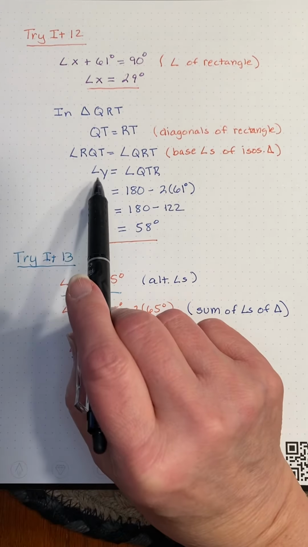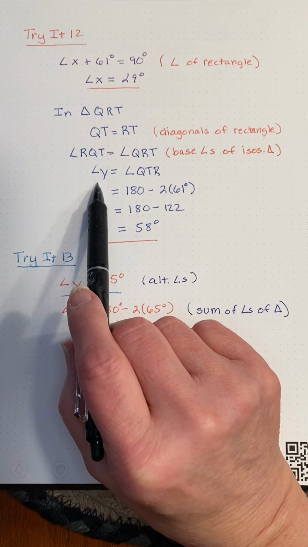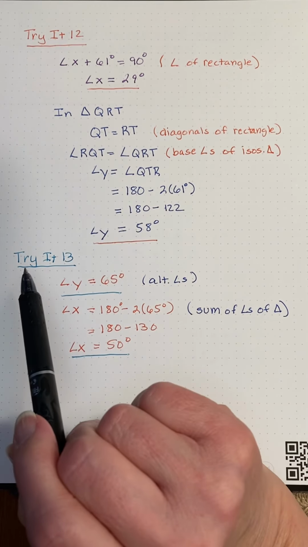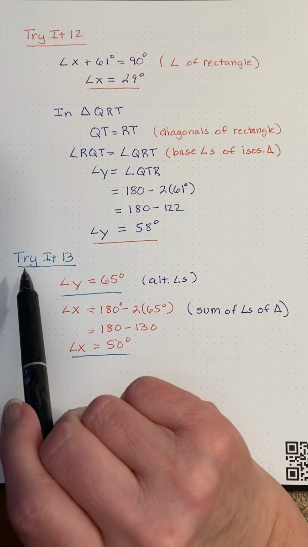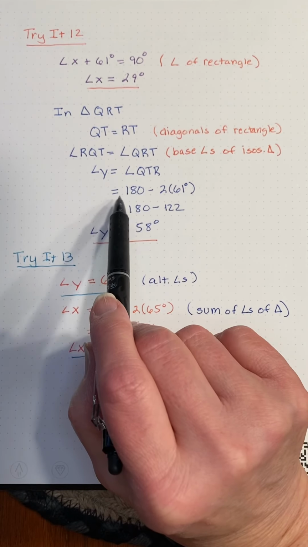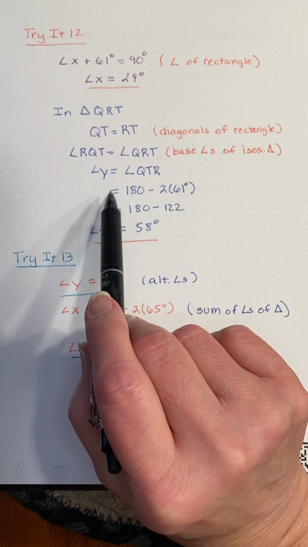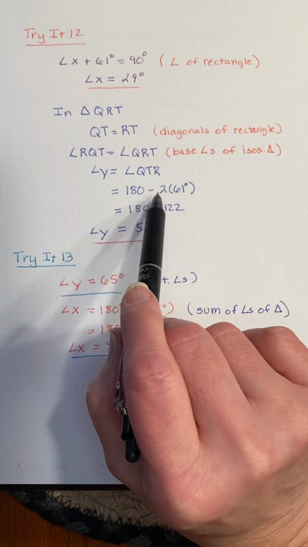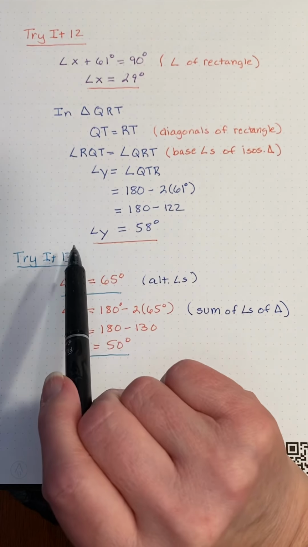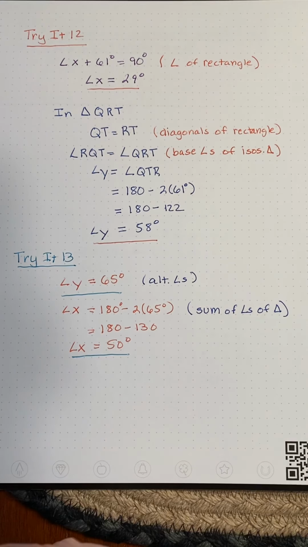Therefore, angle Y, I have to realize because of the property of vertical angles, angle Y equals angle QTR. I didn't list that property, I probably should have. Now, angle Y would then equal 180 minus 2 of the base angles. 180 minus 2 times 61 is 180 minus 122. Therefore, angle Y is 58 degrees. Okay, took a little more thinking, but doable.